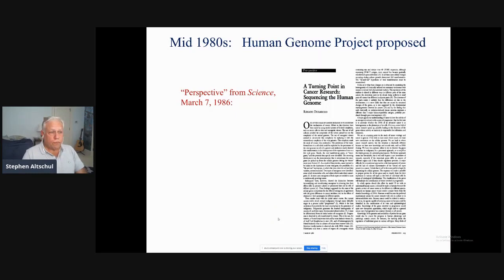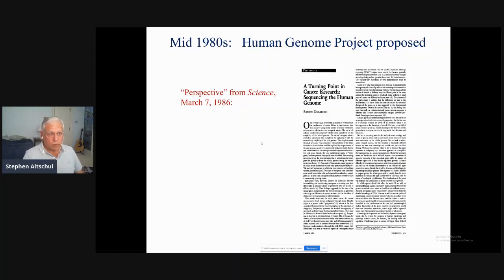Now, in the mid-80s, the idea of sequencing the human genome was first proposed. This is perhaps the first public proposal for this, in 1986. This was debated by various panels for several years, and the project was officially launched in 1990, although it was definitely in the works before then.